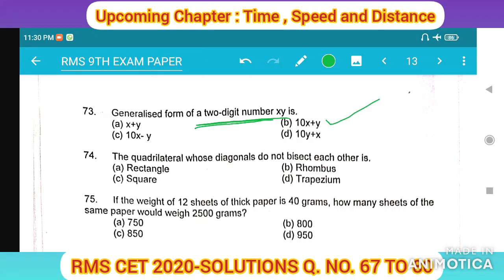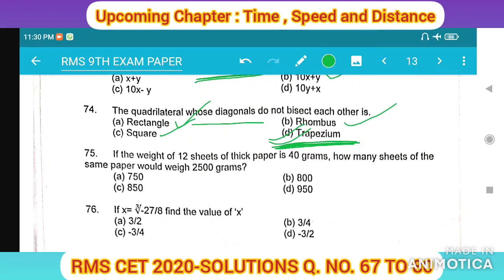74. The quadrilateral whose diagonals do not bisect each other. In a rectangle the diagonals bisect, in a rhombus they bisect, in a square they also bisect. In a trapezium it is not possible for the diagonals to bisect each other. This is the correct answer, D. Next, 75.